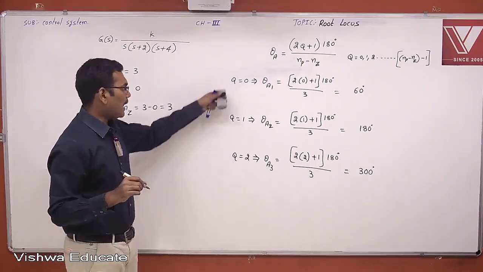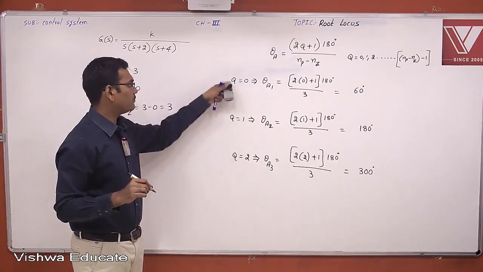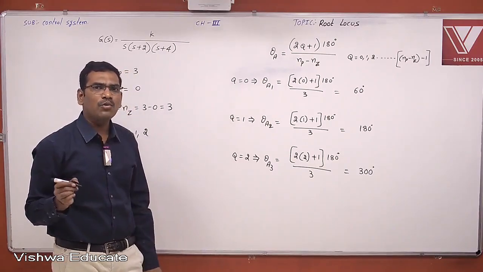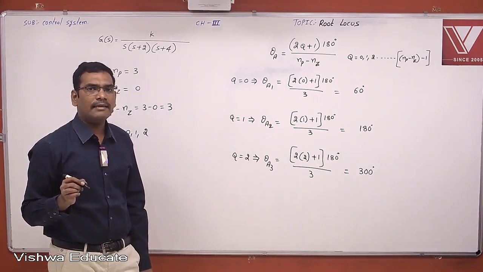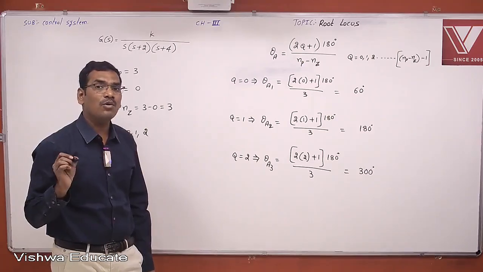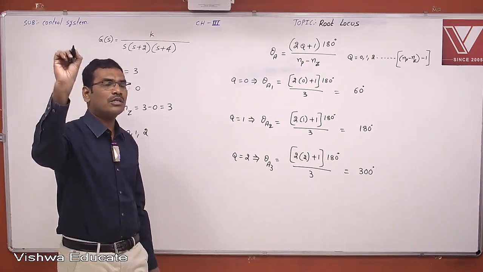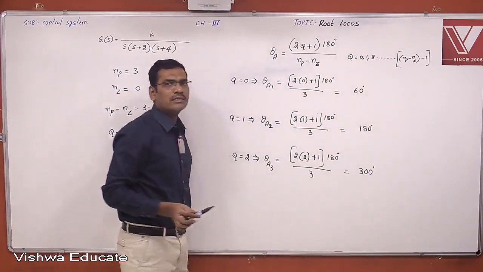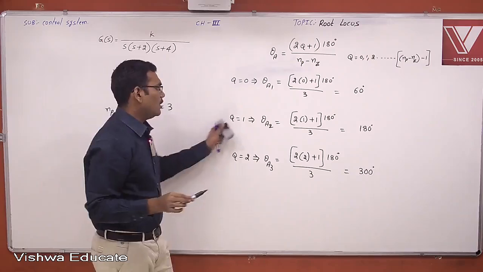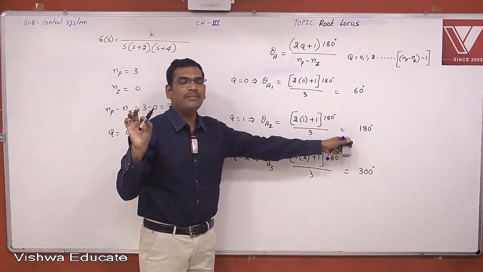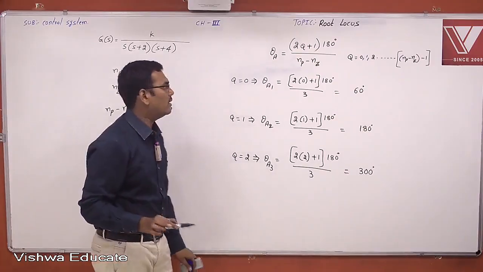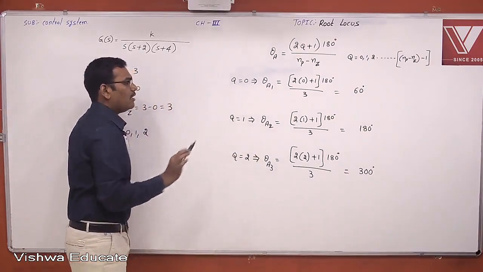Now see, the angle of asymptotes are the root locus branches which approach infinity. It means if you go in the 60 degrees direction, you will meet 0. If you go in the 180 degrees direction, you will meet 0. If you go in the 300 degrees direction, you will meet 0. These are the three angles of asymptotes.